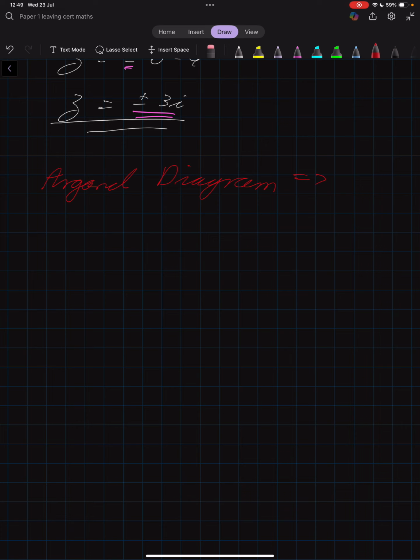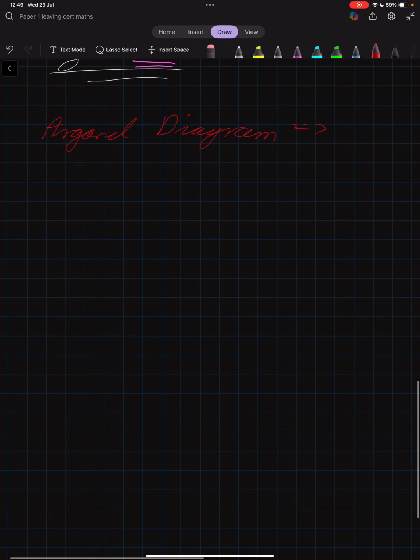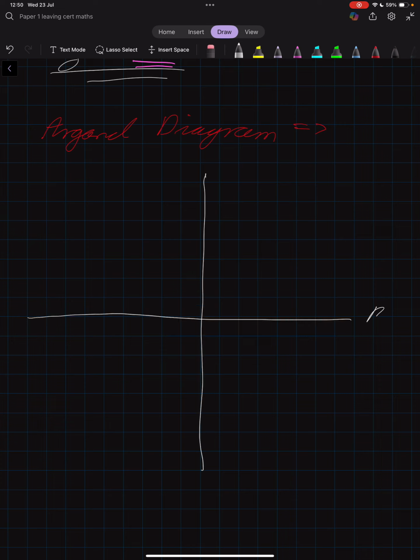So this is basically, how do you draw complex numbers? You have your imaginary axis and your real axis, and you draw 1, 2, 3, 4. Let's say I wanted to draw the number, say something like 2 plus 3i. And I said, okay, where is that on the Argand diagram?